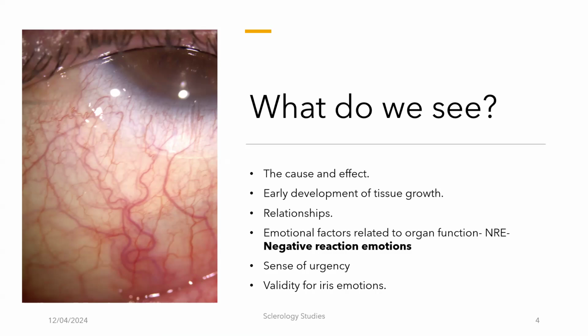Where in the world do we start? Well, there is a starting point. But what do we see when we look at this? Well, one of the things we see is we see the cause and we see the effect. Now, I don't know how much we see in iridology. Do we see the cause? Sometimes we do. Sometimes we do. So we still see that in sclerology. We see early development. Somebody's coming in. We see the early development of tissue growth.